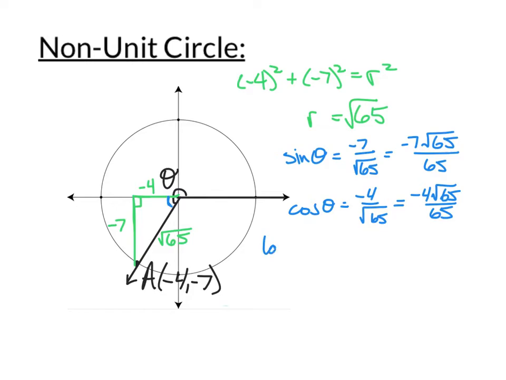And then we also want to be able to find the tangent. And of course, tangent is sine over cosine. So we'll have this -7 over root 65 over -4 over square root 65. If I go back to those first fractions, there's a little bit of canceling that can happen. The square root of 65's cancel, and negative over negative is going to be positive. So this entire fraction will simplify to 7/4.